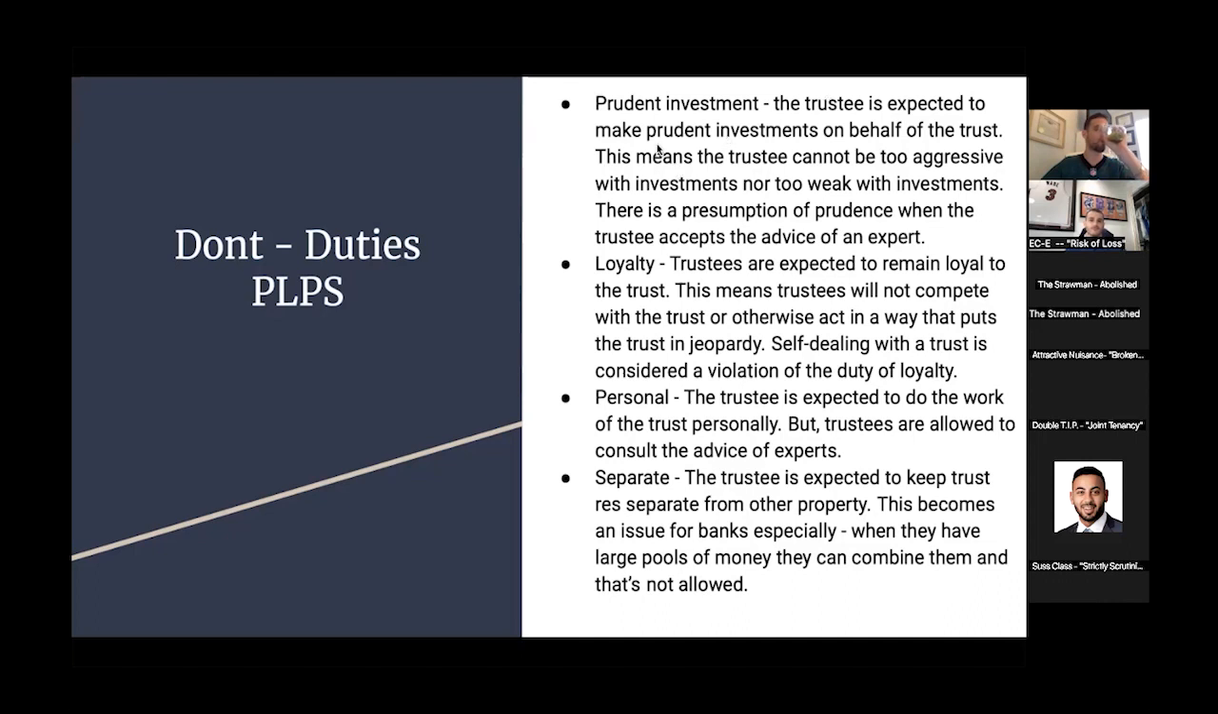So prudent investment just means make prudent investments. I mean, it's pretty self-explanatory. Can't be too aggressive, can't be too weak. But there's a presumption of prudence when they advise an expert. So nine times out of ten, the trustee is going to be a bank, and they're making prudent decisions. Banks aren't too aggressive, banks aren't too weak with their investments. They're probably putting in bonds, honestly, or property.